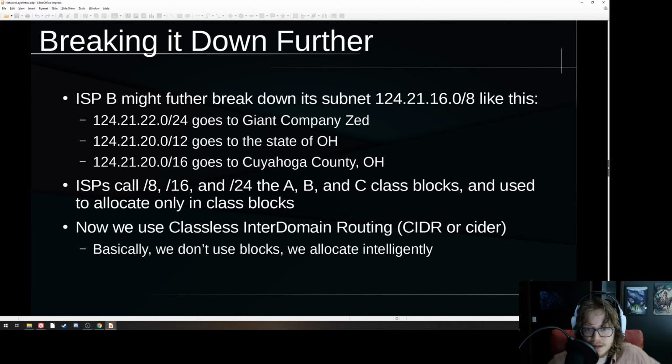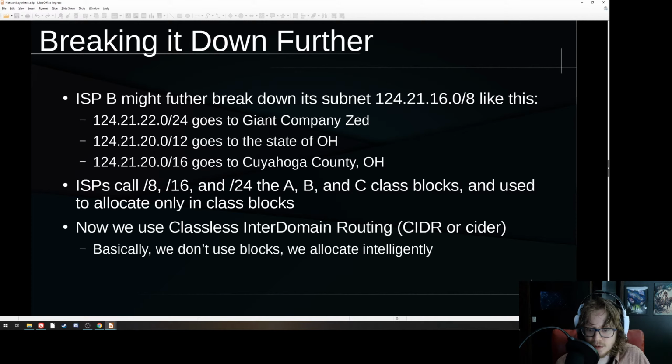That's going to be probably enough to serve the state of Ohio with its 10 million or so residents. And let's say that a /16 goes to Cuyahoga County. Now notice that that is a subnet of the /12 block that serves the state of Ohio. So if the first 16 bits match, you know it goes to Cuyahoga County. If the first 12 bits match, you know it goes to the state of Ohio.